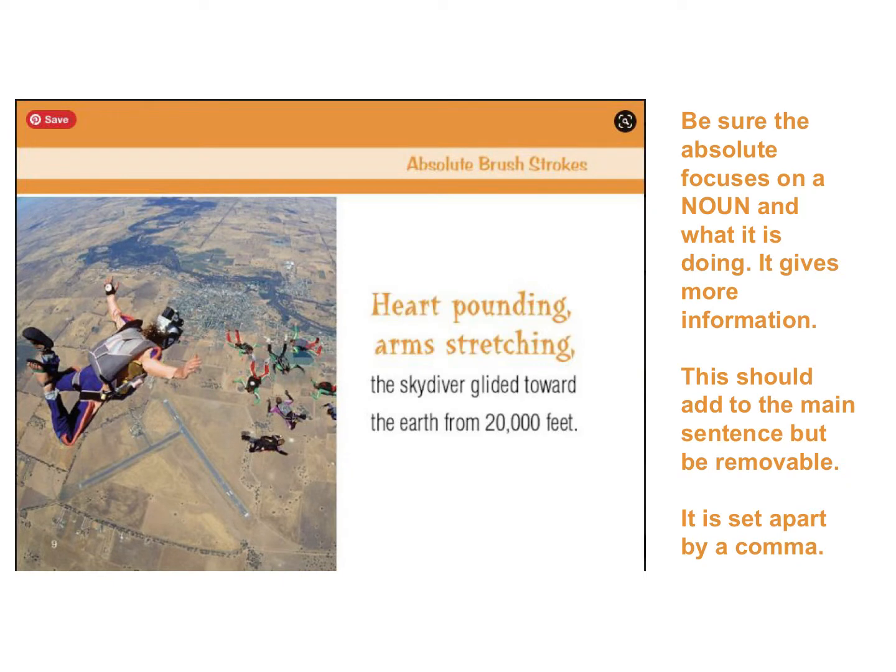So I look here, I've got heart pounding, which is my noun, and my verb. Notice that the verb ends in ing. Arms stretching, the skydiver glided toward the earth from 20,000 feet. So by adding those, they don't change the meaning of the sentence. They can be removed from the sentence, but they give us more information and they create imagery. It's a way for us to see more in our heads of this guy gliding to the earth.